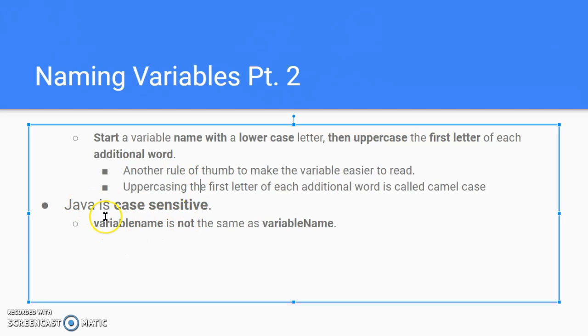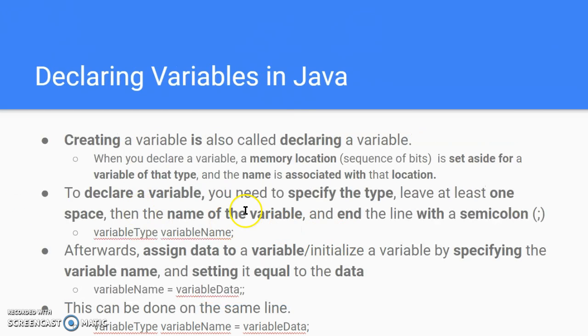Now, Java is very case sensitive, as I said, and variable name in all lowercase is not the same thing as a camel-cased variable name. So, in this case, this would be a separate memory from this. So make sure to always follow the cases that you've set for yourself.